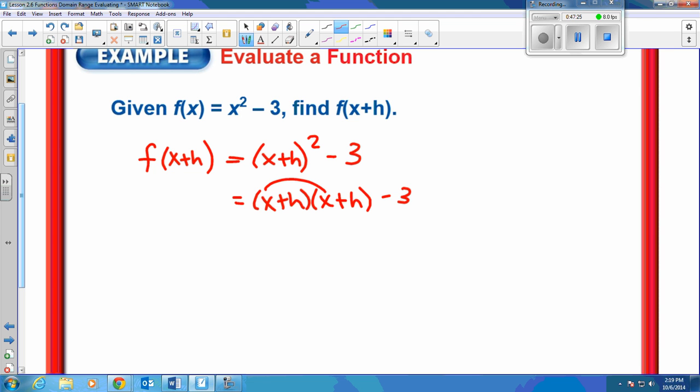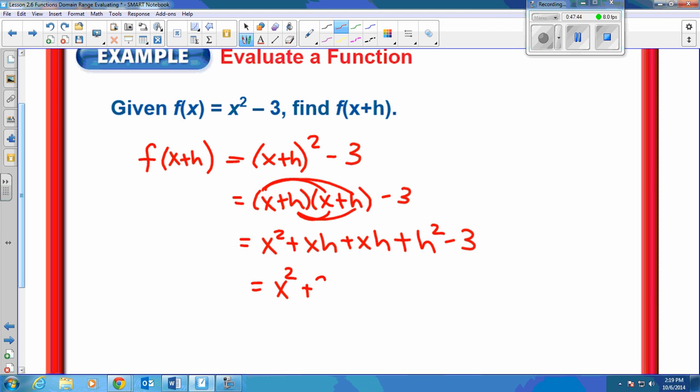Well, this is (x plus h) squared, which means x plus h times x plus h. So this becomes x squared plus xh plus xh plus h squared minus 3. And when I combine my like terms, I get x squared plus 2xh plus h squared minus 3. And that's what I have for f of x plus h.